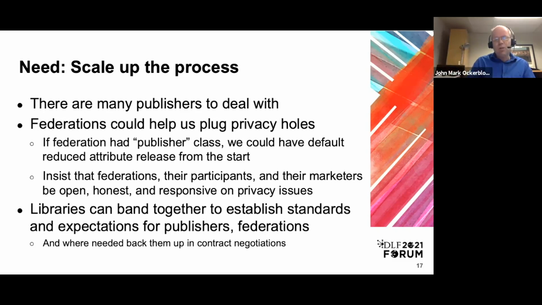We'd also like to work more closely with other libraries, because we can band together to establish best practices, standards, and expectations, and we can go to the publishers and federations to make sure that the things we want to have happen actually happen.